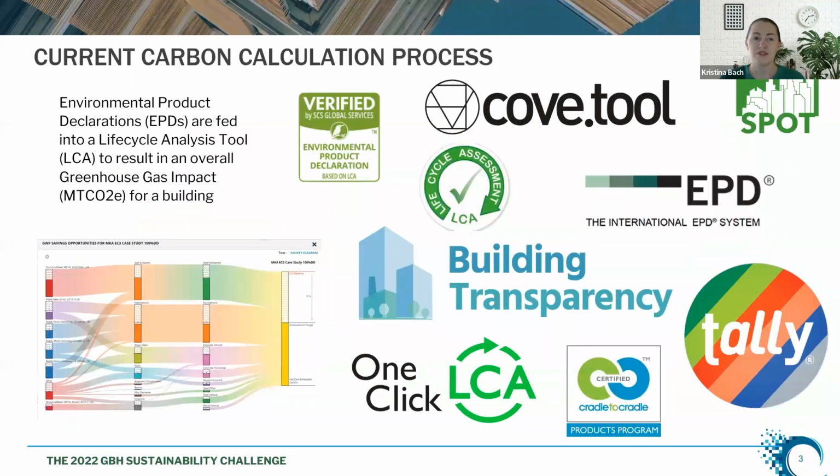And if we look specifically at the embodied carbon process, the way that that currently works is that we take environmental product declarations, or EPDs, which are a transparency document put out by manufacturers that go over the environmental impacts of their products, their specific materials. And we take those and feed those into some sort of life cycle analysis tool, an LCA tool, such as Building Transparency's EC3 tool, or Tally, or One-Click LCA. And those tools then will give us a result that shows the overall greenhouse gas impact for our building in metric tons of CO2 emissions.